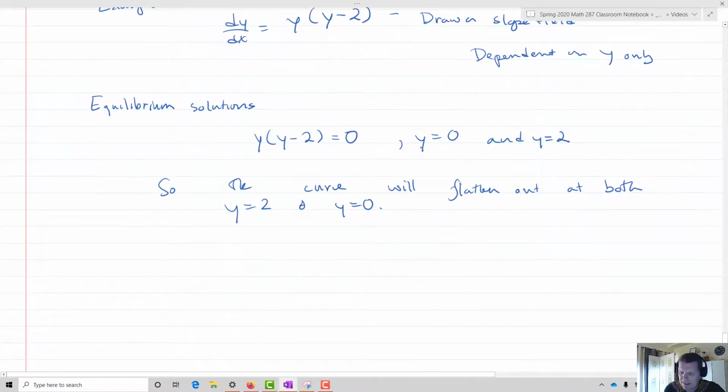Notice that these are constant values of y. Not only does the differential equation equal 0, but we have them for only constant values of y. Now let's take a look at isoclines.